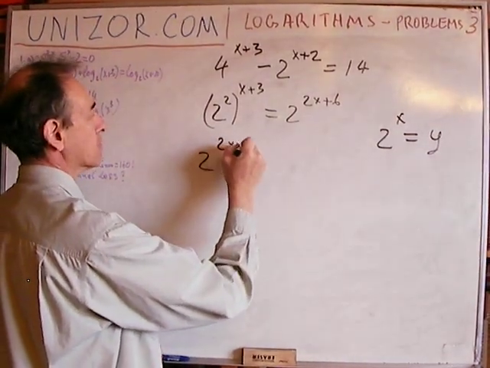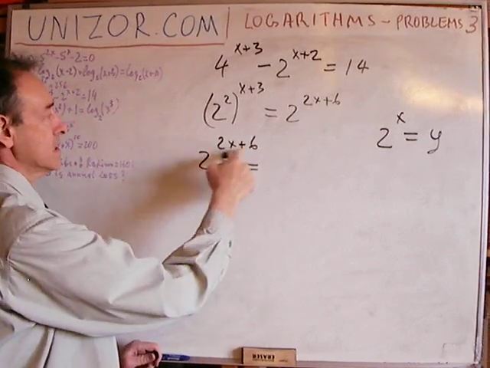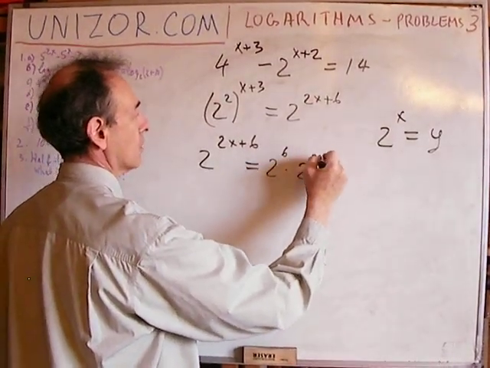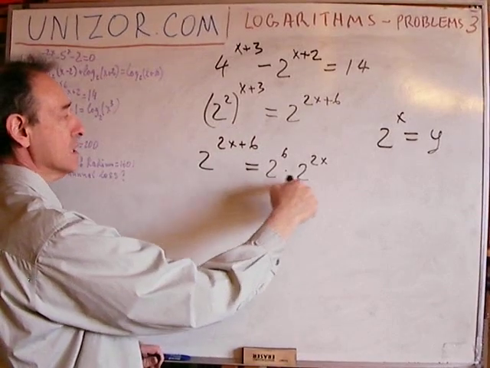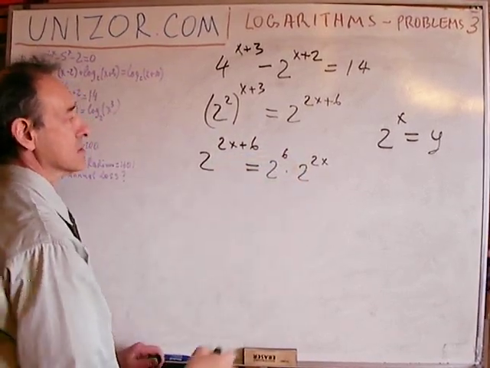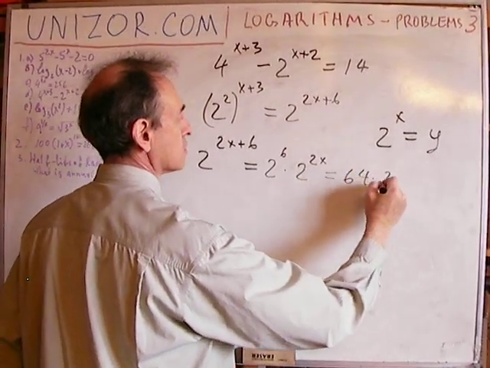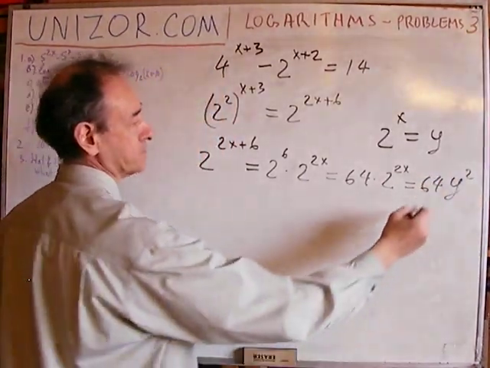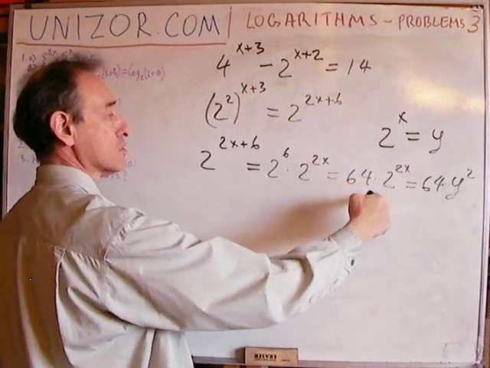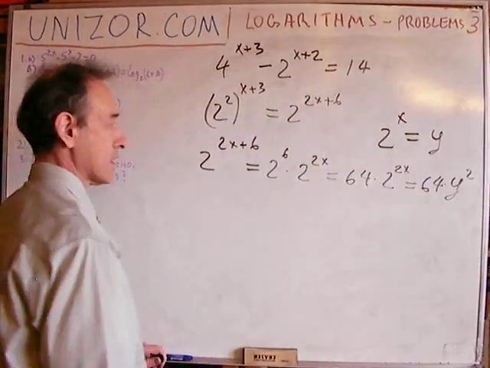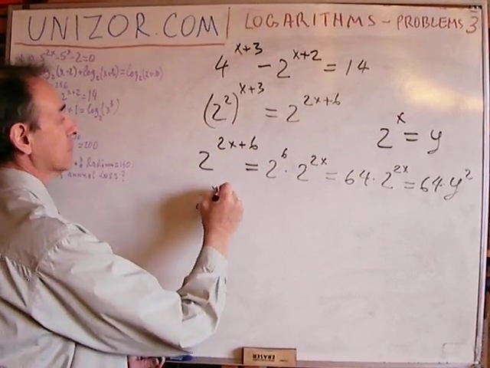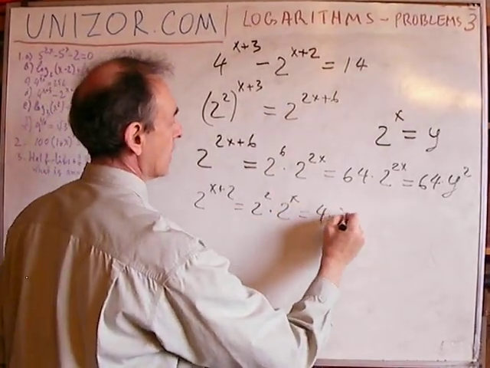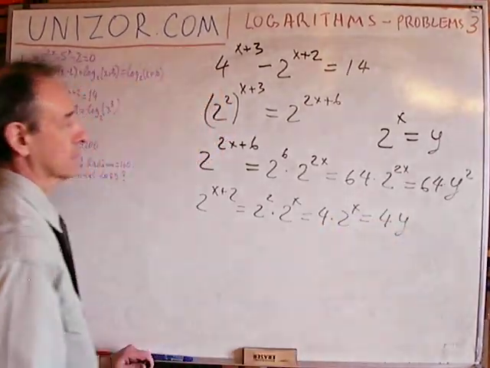2 to the power 2x plus 6. Since these are additions, this is 2 to the power of 6 and then 2 to the power of 2x, right? Because if you multiply these expressions, the exponent parts are summed, which is 64 times 2 to the power 2x, which is 64y squared, right? Because 2 to the power 2x is 2 to the x squared, which is y squared. Now, 2 to the power x plus 2, this one, is 2 to the power of 2 times 2 to the power x, which is 4 times 2 to the x, which is 4y, right?